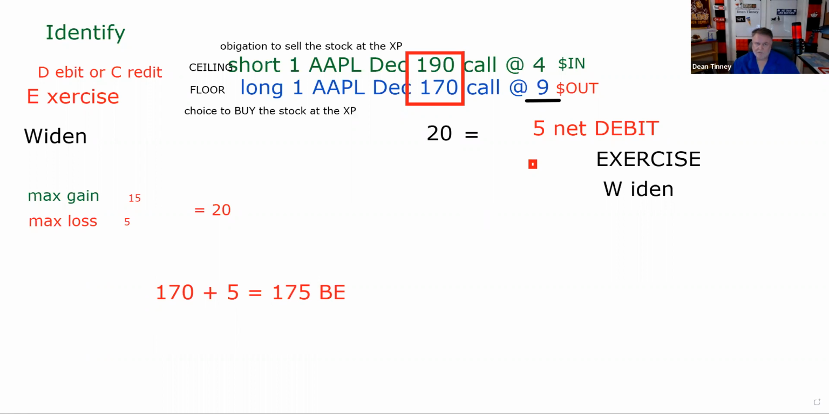Okay, so that's one of the multiple option strategies you're held accountable for. Another multiple option strategy you're held accountable for is a straddle. So you're pretty good.